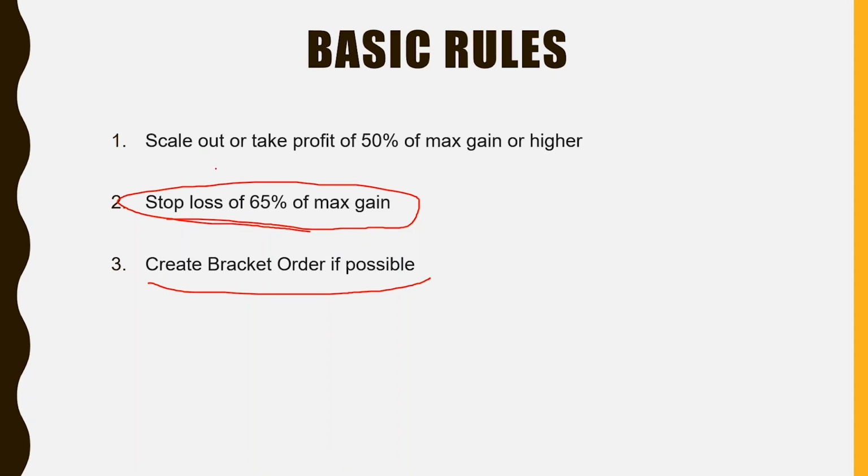Make sure that we follow them as much as we can. If you cannot do it manually, try to do the bracket order. So set up in advance with the bracket order. That means, you know, they call it an OCO order, one cancels the other. So one order triggers and the other order gets canceled.